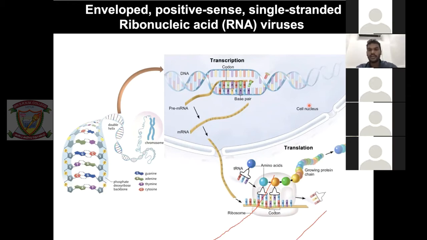Okay, so now let me summarize this slide. We have chromosomal DNA that is getting transcribed into pre-mRNA. Pre-mRNA is processed into mRNA through the splicing mechanism.